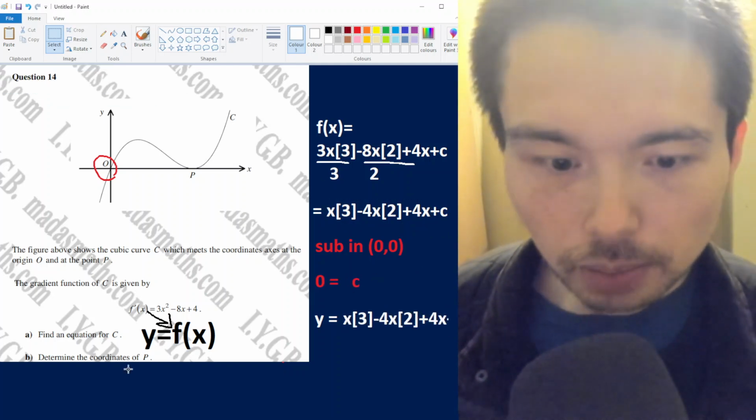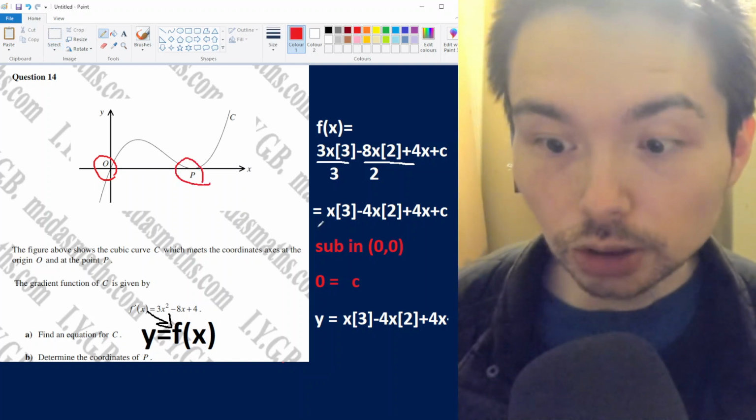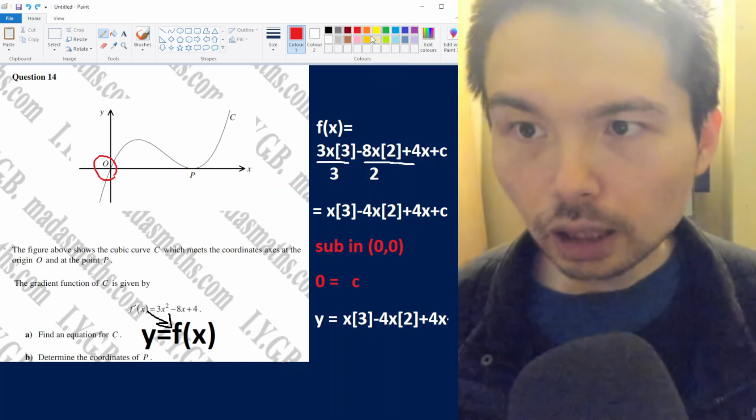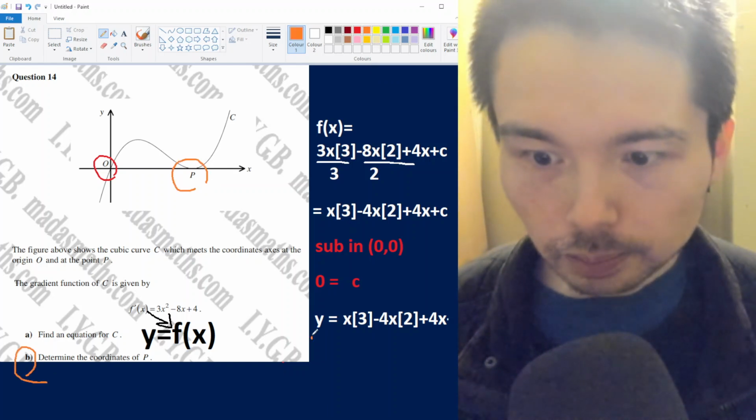Next, part B, determine the coordinates of P. Well, we now know the equation of the graph. Let's just change that color. Let's just make it clearer for you guys. We want that bit, and that's part B here.